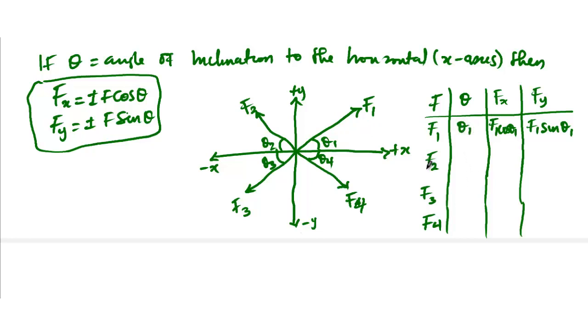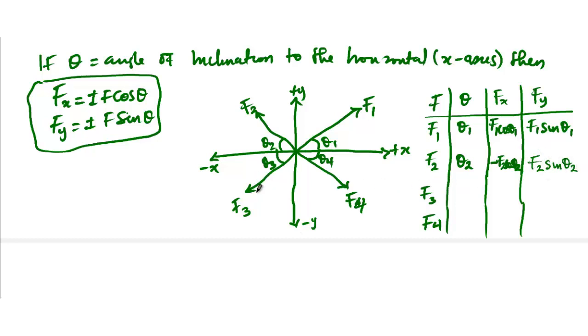Right? So F2 has component on positive y and negative x. So the angle of inclination is theta 2. So the x component will now be minus F2 cos theta 2. Please pardon me. Let me reduce this. Then the y component is positive, that is F2 sine theta 2.